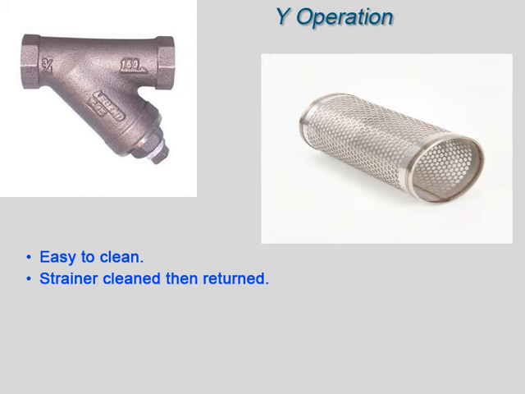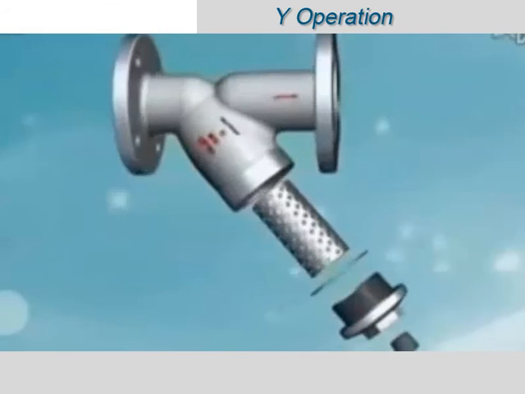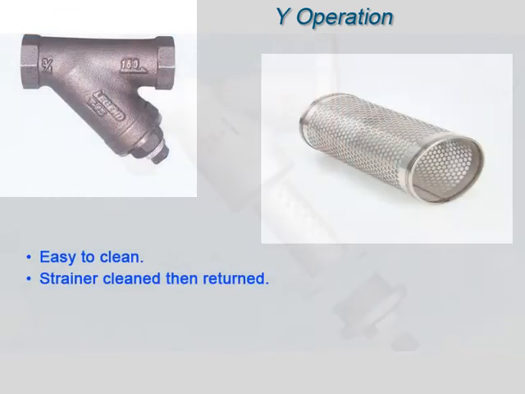The advantage of these strainers is that they are easy to clean. The strainer is isolated and the nut holding the screen in place is removed. The strainer can then be cleaned and returned. The nut holding the screen in place is replaced and tightened. Then the strainer can be unisolated and placed back in service. The disadvantage of this type of strainer is that it can only be used to remove relatively large particulate matter.